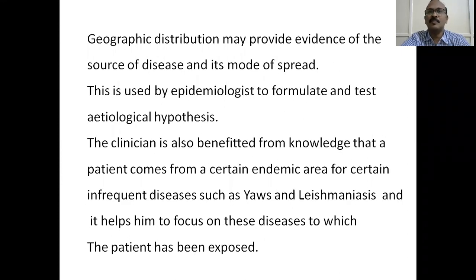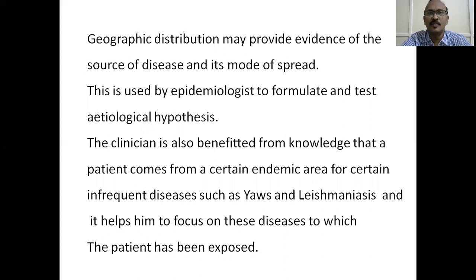This geographical distribution may provide evidence of the source of disease and its mode of spread. So this is often used by the epidemiologists to formulate and test etiological hypotheses. What is a hypothesis? A hypothesis is an assumption to show the relation between the cause and disease. So it is nothing but a statement which shows a relation between a cause and a disease, and this is often an assumption. This has to be further proved. That's why it is called a hypothesis.